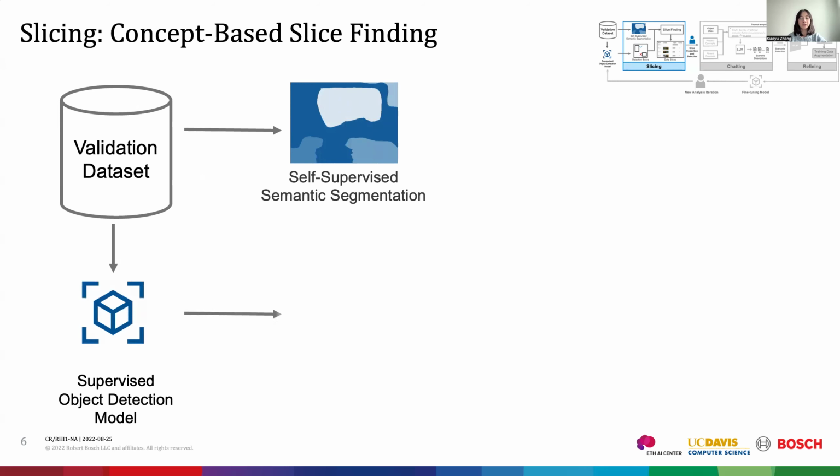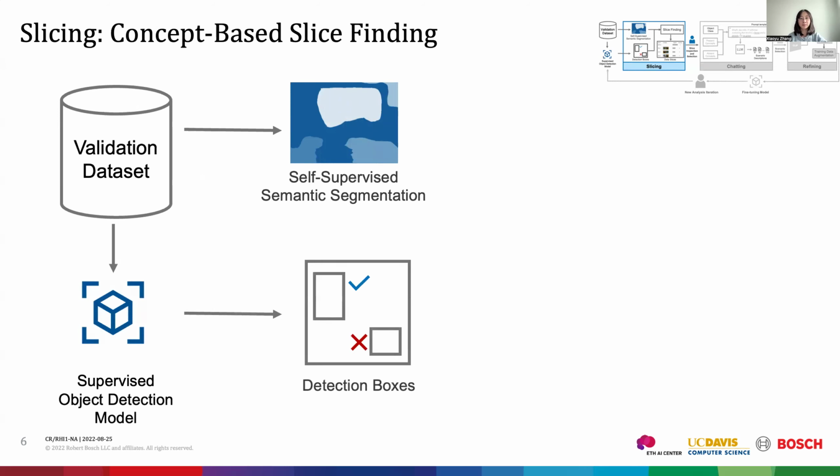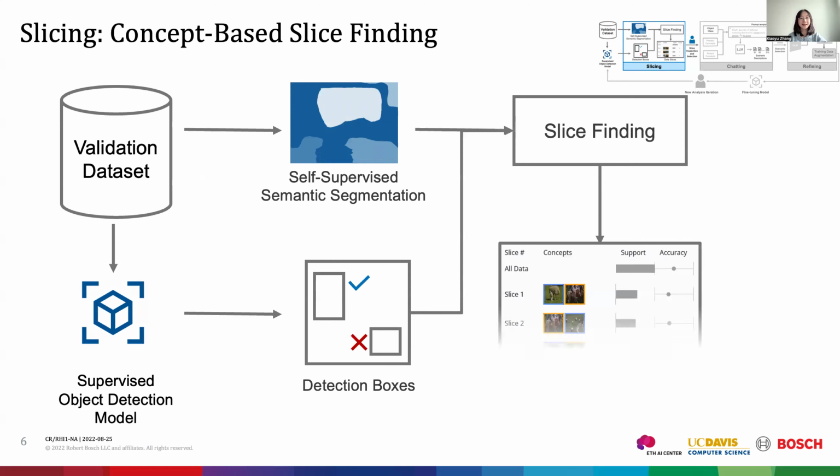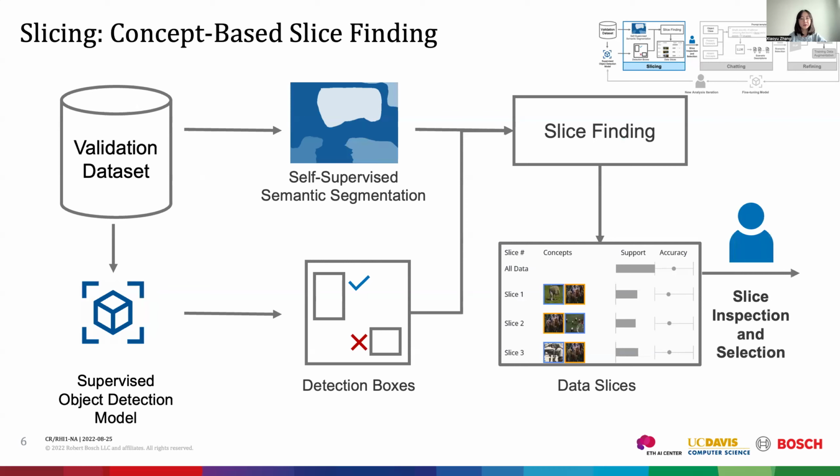Together with the model performance results on each image, we find underperforming data slices. For this, we use a breadth-first slice finding algorithm. Afterwards, we support users to interactively select the most critical slices for further analysis.